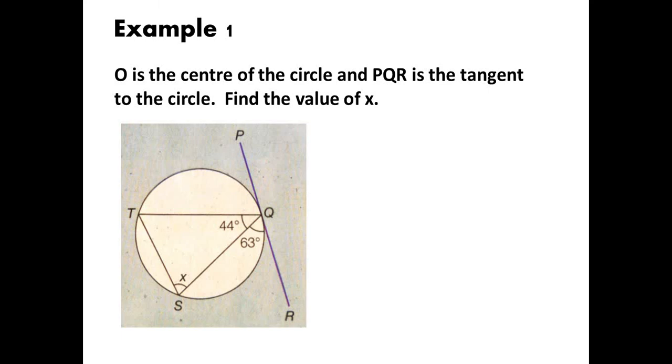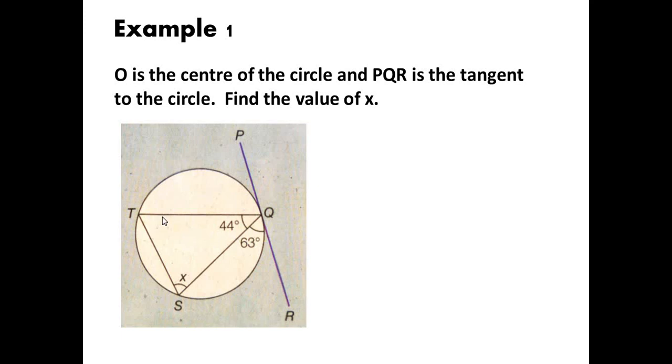Example 1. O is the center of the circle. Okay, it doesn't give that. Never mind. Okay, PQR is the tangent to the circle. Okay, so find the value of X. Now, search for the angle between the chord and the tangent. Okay, so this is the angle.